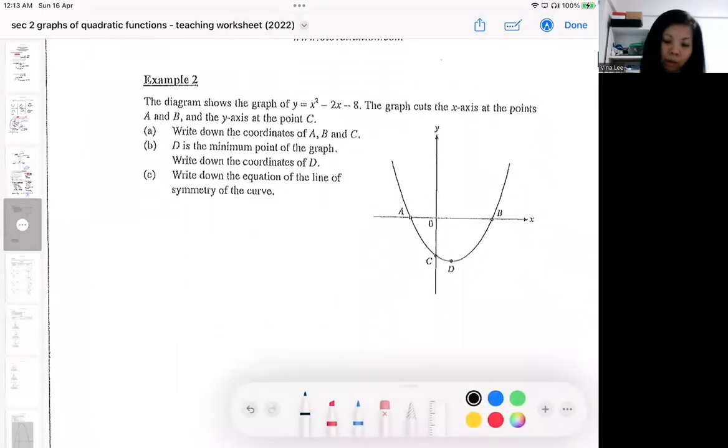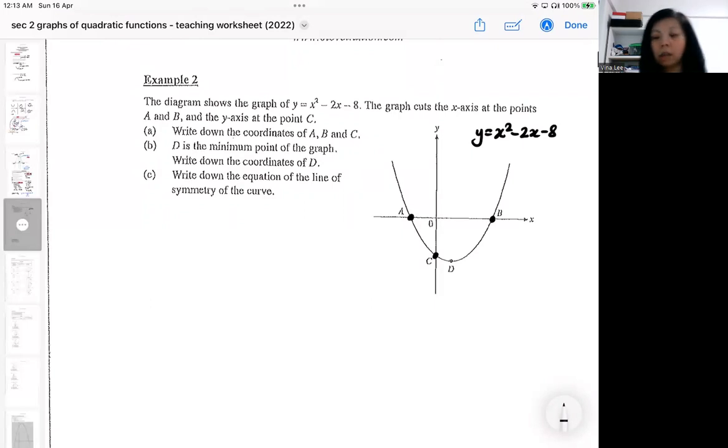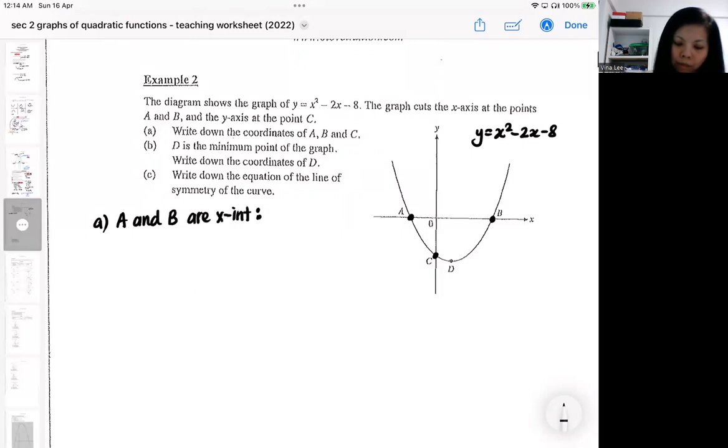So based on the same idea one more time. So we have gotten the equation. So these two are the x-intercepts. C is the y-intercept. So again, let's go through the standard procedure. So A and B are x-intercepts. So property of x-intercept, meaning y equal to 0. So replace the equation with y equal to 0. When you do that, you end up with your quadratic function.